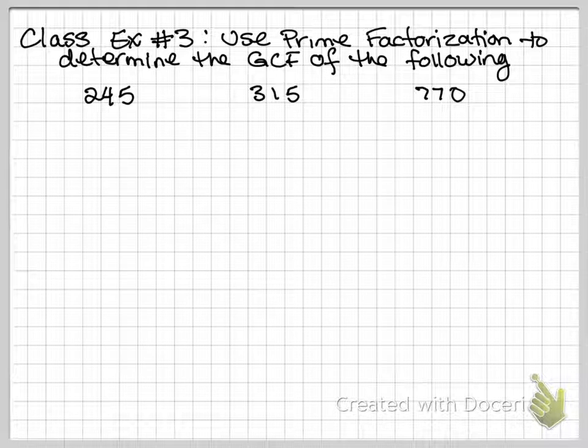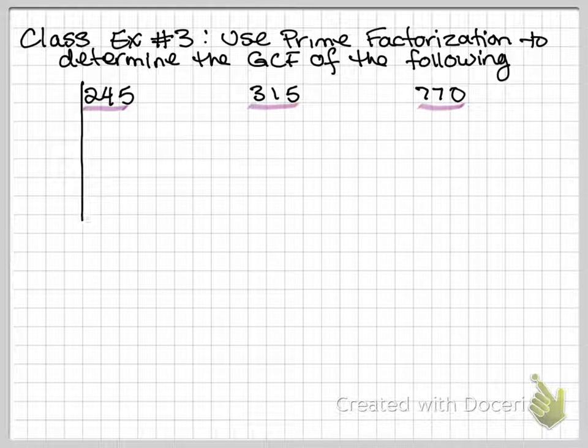Okay, so let's keep applying this. So if I want to find the greatest common factor of the following numbers, 245, 315, and 770, you could do a lot of factoring, take a long time, and figure out the factors of each of these numbers. You could also use our method of using prime factors. So let's draw a table for this one, a division table.